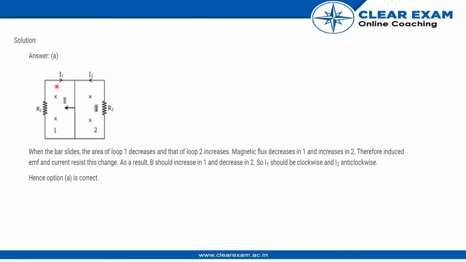So therefore I1 should be clockwise and I2 should be anti-clockwise. That is to create some magnetic field lines in the first area in the direction opposite to the direction of the magnetic field, and then as the magnetic flux lines are increasing in loop 2, we create more magnetic field lines in the direction opposite to it, that is in the outward direction. So therefore I1 should be clockwise and I2 should be anti-clockwise.